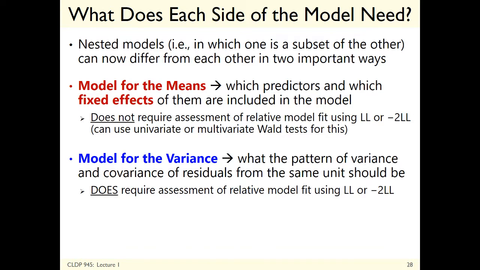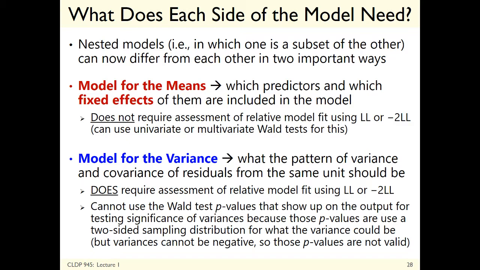Now, the model for the variance. This is where we need to do some kind of model comparison to decide what we keep and what we drop. So what is the pattern of variance and covariance? How many random effects do we need? Are our residuals still correlated after accounting for random effects? All those kinds of questions are phrased as model comparisons. We do need the log likelihood or the -2 log likelihood to answer that.